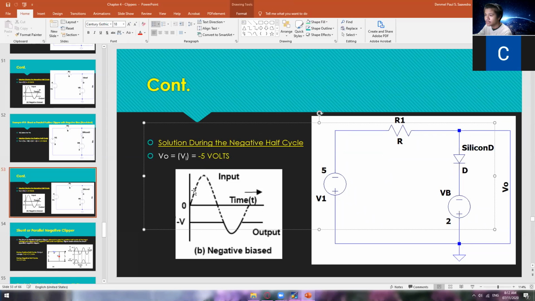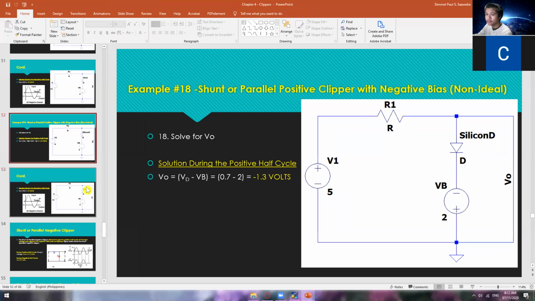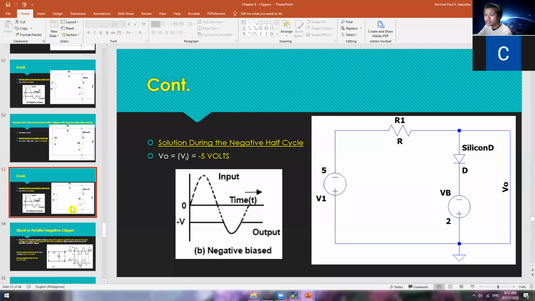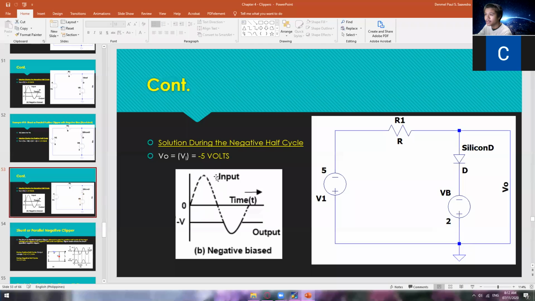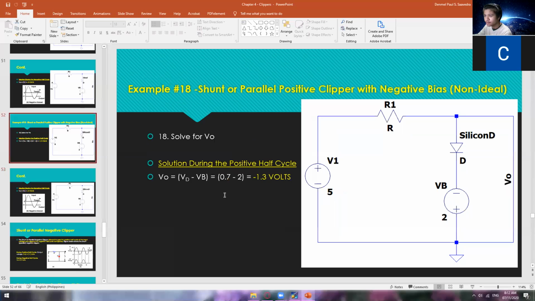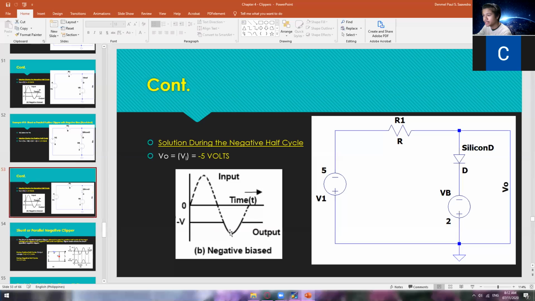And then here's the graph of our example. As you can see, we have negative 1.3. We started from negative 1.3 here in the positive cycle and then ended with negative 5 volts. So from here to here is completely zero. The only time we have a voltage or a current is from negative 1.3 to negative 5 volts.